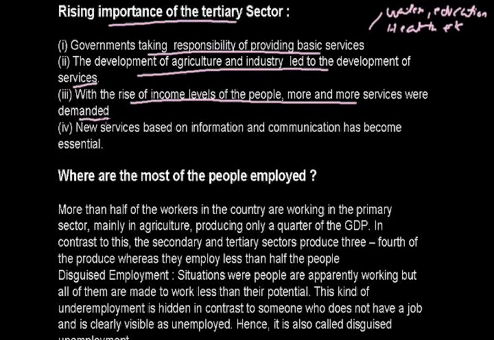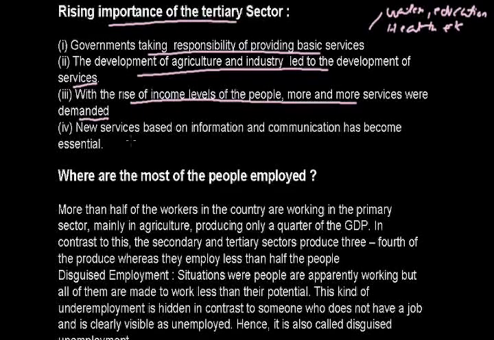They are not producing anything. They are just providing the services. And who are the people who visit these things? Who have got money. So as the standard of the people will rise, as the living standard of the people will rise, they will be asking for more and more services, and the service sector is going to provide them.